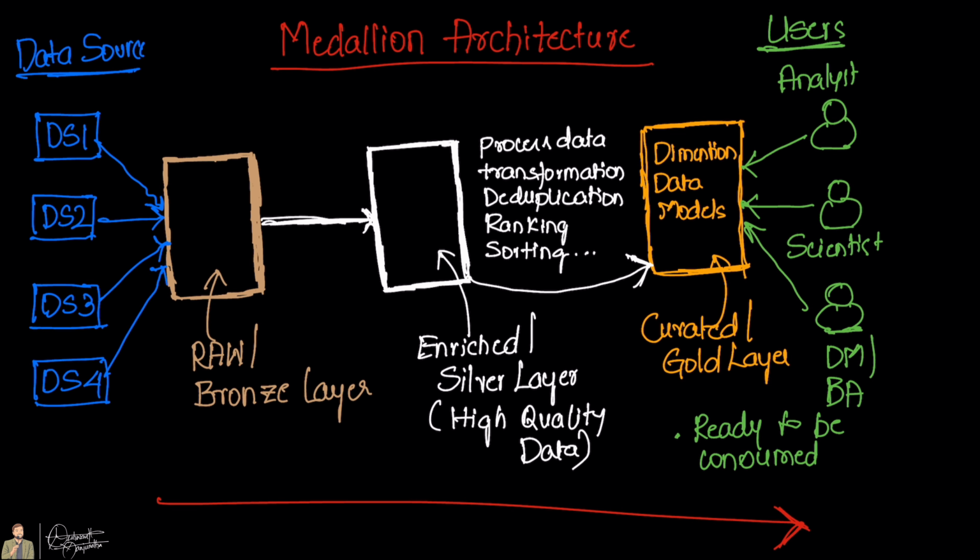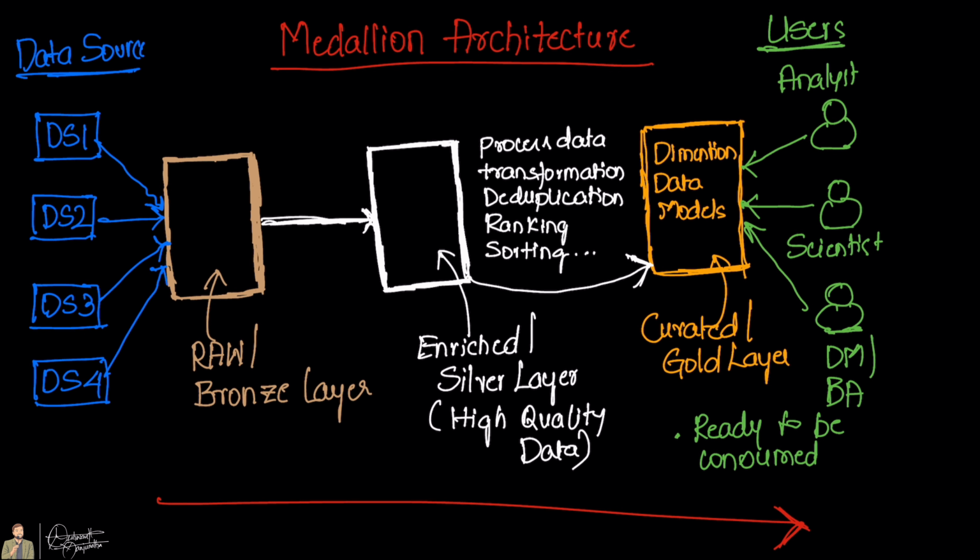So what they will do is, if you see here, I have written data source here, and they have multiple data sources. Like for example, data source 1, data source 2, data source 3, and data source 4. All this data will be kept inside something called a bronze layer or a raw layer, meaning a copy of the data from your source will be kept as a bronze layer. Raw data will be stored here, and on top of this raw data, you are going to process that data. You are going to transform, you are going to deduplicate the data, do ranking, you do sorting, and all those things can be done and stored as enriched data or silver layer data. So that is what you have in the second step here.